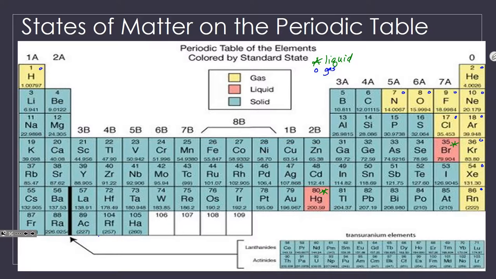Then you had that section in the center, that red area, that was the metalloids. Why do you think we call them metalloids? They're kind of like metals. They have some of the properties of metals. So instead of being good conductors, they're semiconductors. And they're semi-insulators. They are in between metals and nonmetals.